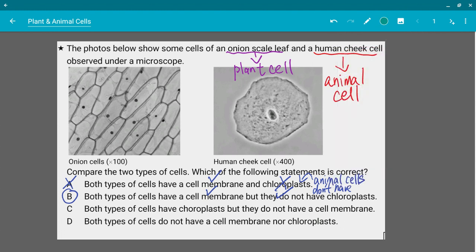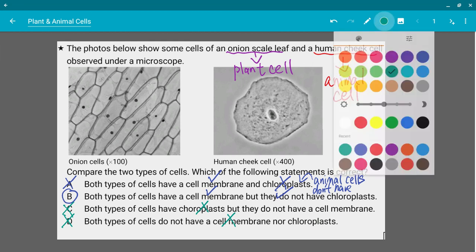Okay, option C, both types of cells have chloroplasts. Again, this is wrong because both onion and animal cells, they do not. Let's read option D. Both types of cells do not have a cell membrane nor chloroplast. Of course, both of them do have a cell membrane, so this is also wrong. Hence why the only logical answer is B.